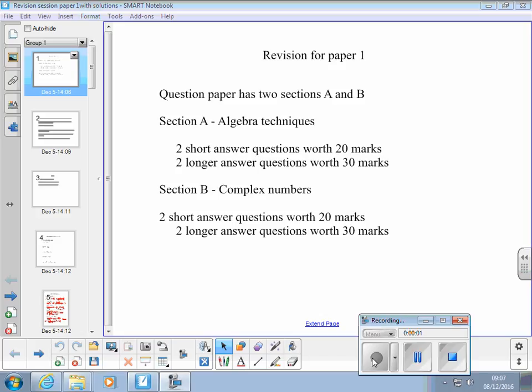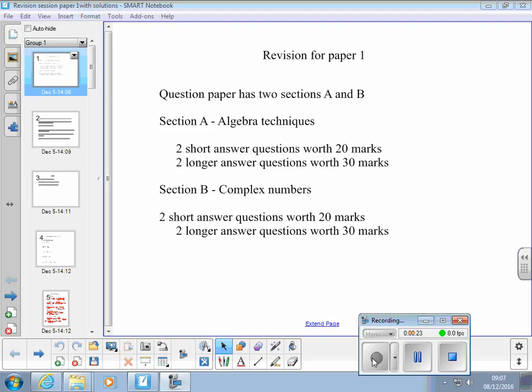Paper 1 revision. Alright. Question paper, paper 1, is going to have two sections, A and B. Section A is on algebra techniques, and in that section there'll be two short answer questions worth 20 marks in total, so 10 each.